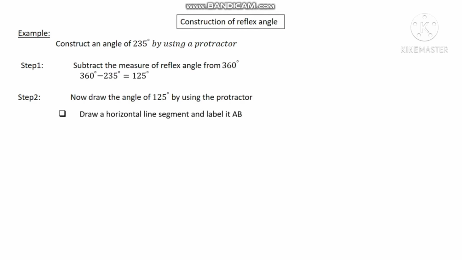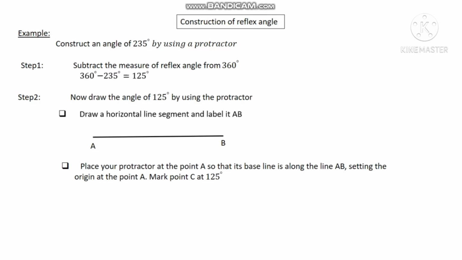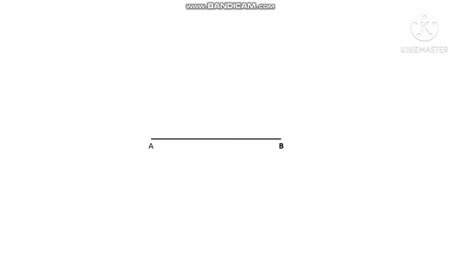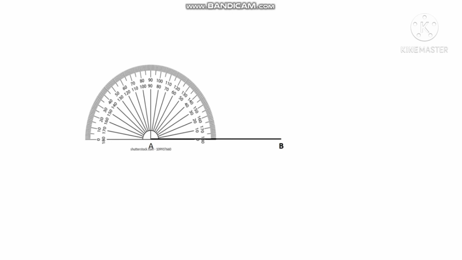First step, draw a horizontal line segment and label it AB like this. Now place your protractor at the point A so that its base line is along the line AB. Setting the origin at point A, mark point C at 125 degrees. Now mark the point C at 125 degrees and join A to C by a line segment. Here you can see that this is the angle of 125 degrees.